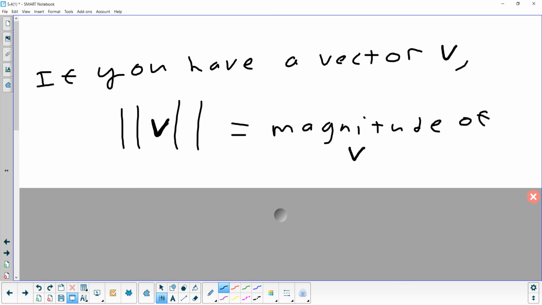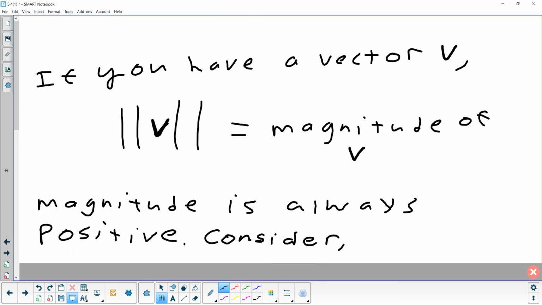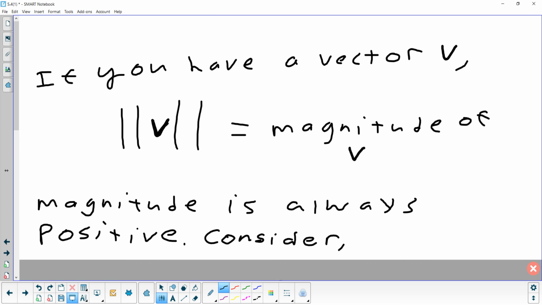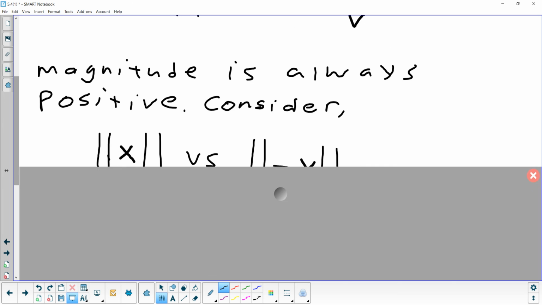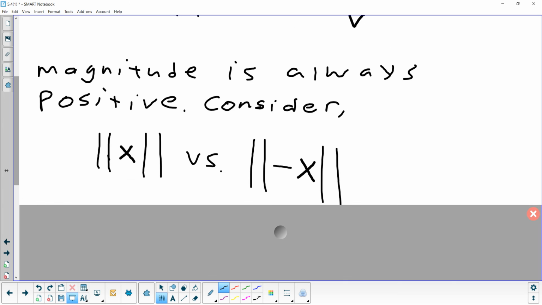Yeah. Magnitude is always going to be positive, unless it's the zero vector, in which case there wouldn't be anything to measure anyway. But magnitude is always positive. So now, thinking about that idea, what would be the difference between the magnitude of the vector x and the magnitude of the vector negative x?